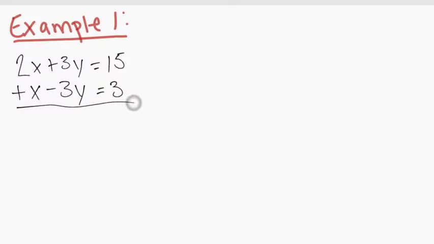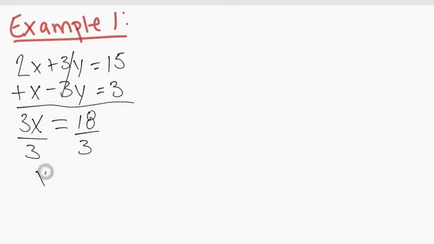Now on to step 3, we're going to solve the equation. So 2x plus x equals 3x, and the y terms just eliminate each other. And 15 plus 3 equals 18. Now we're going to get x by itself by dividing by 3. So x equals 6. Now we move on to step 4, which is you plug in the variable to solve for the other variable.